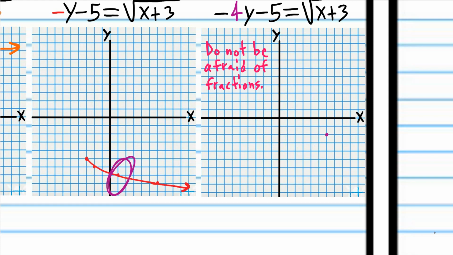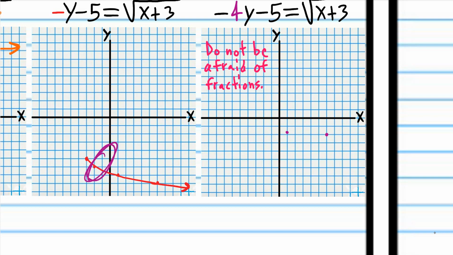And this point here, the y value is negative 7. So don't be afraid of fractions. Divide negative 7 by 4, we get negative 1 3/4. So that gets us to here. So that point was transformed to there.